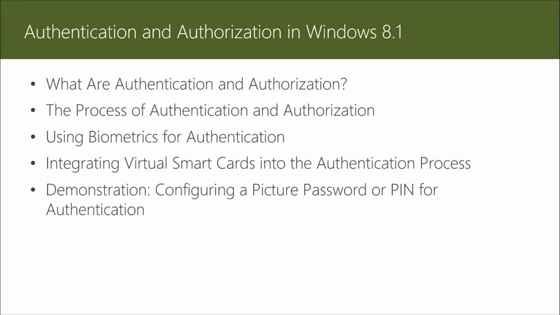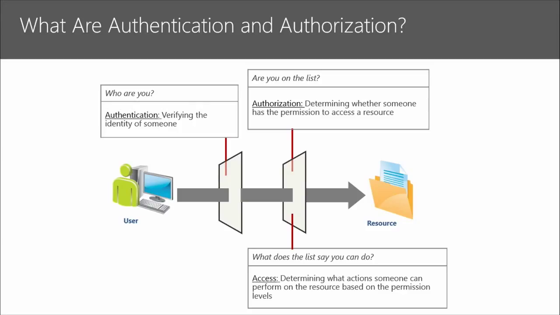Okay, so our first section then is authentication and authorization. So the first slide really is just, what are we talking about? Authentication is just the process of proving that you are who you say you are. So how do you prove that? There's three different ways you can prove that you are who you say you are.